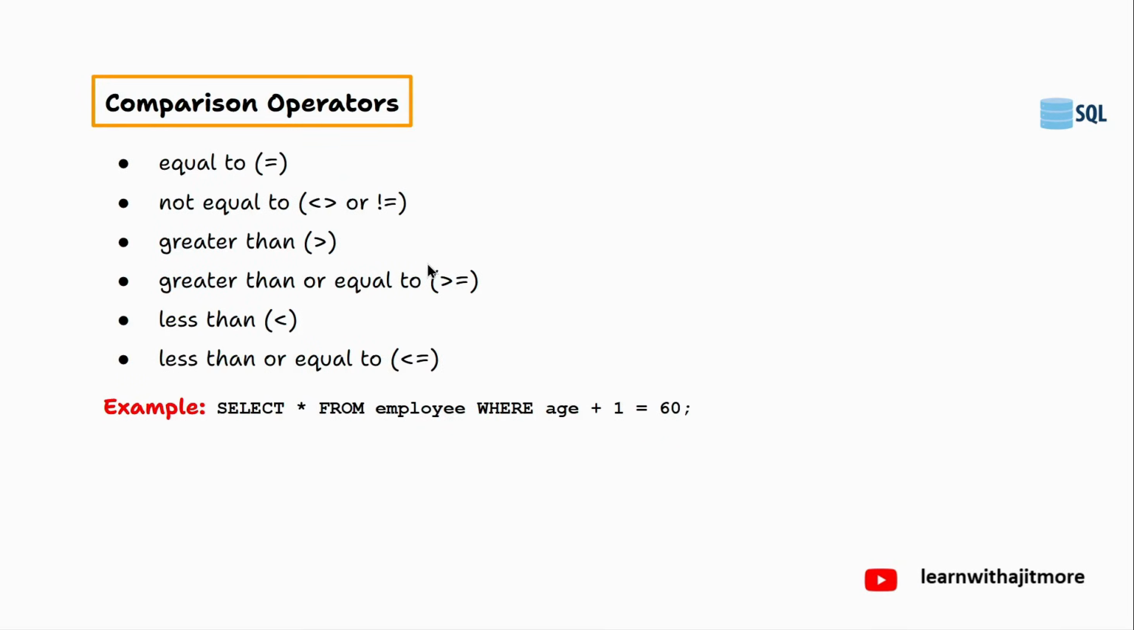Relational operator. Then we have other operators also, like membership operator, logical operator. फिर pattern matching के लिए LIKE है, range checking के लिए BETWEEN है. तो all those operators in the next session we will discuss.